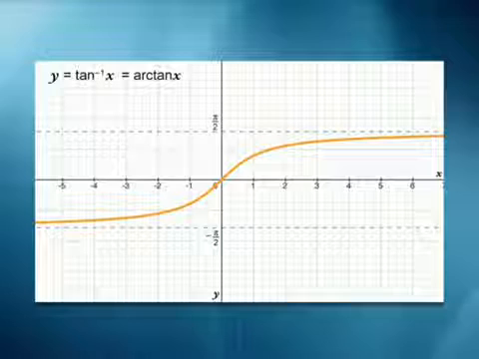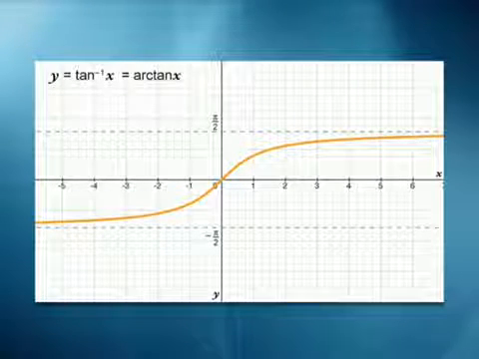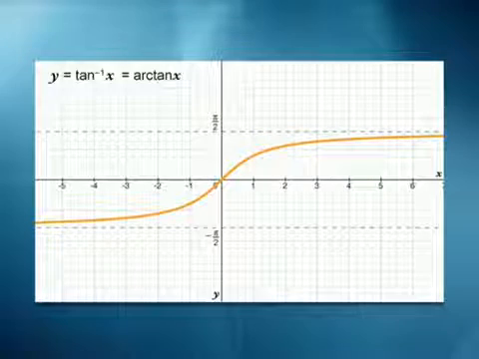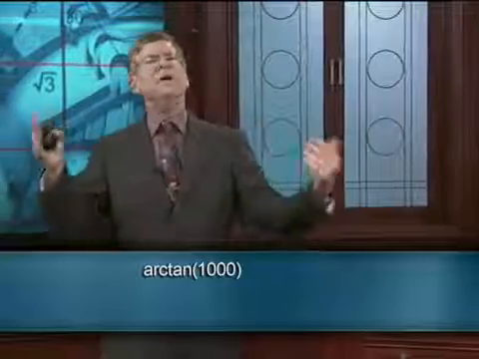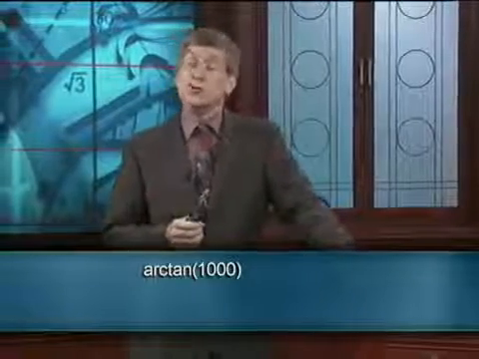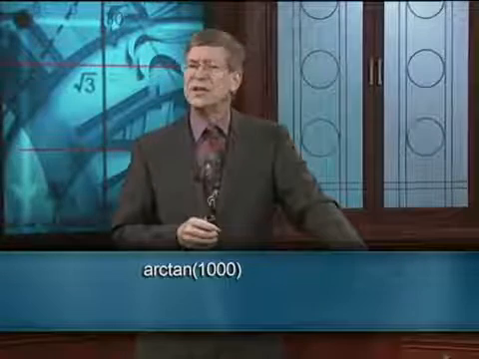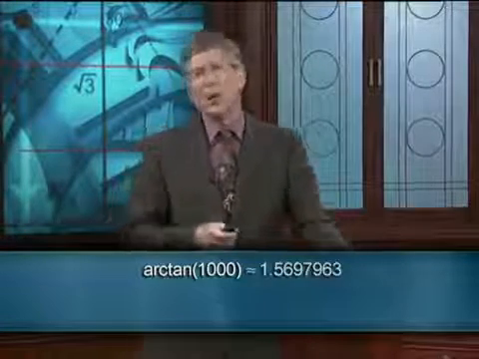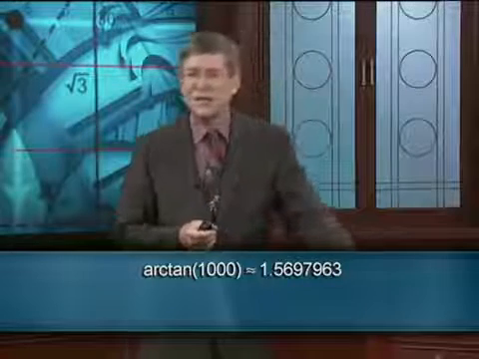How could you check that? How could you check that pi over 2 is really a horizontal asymptote? Well, try this with your calculator. Calculate arctangent of a big number, say 1,000. Punch that into your calculator. If you calculate arctangent of 1,000, you'll get a number like 1.5697963. Do you recognize that number?